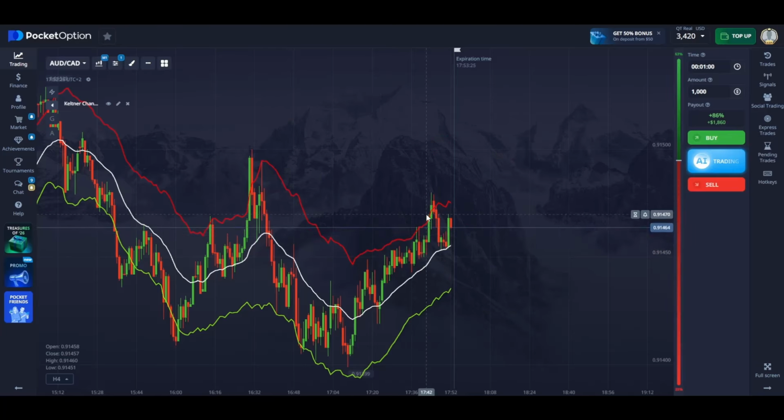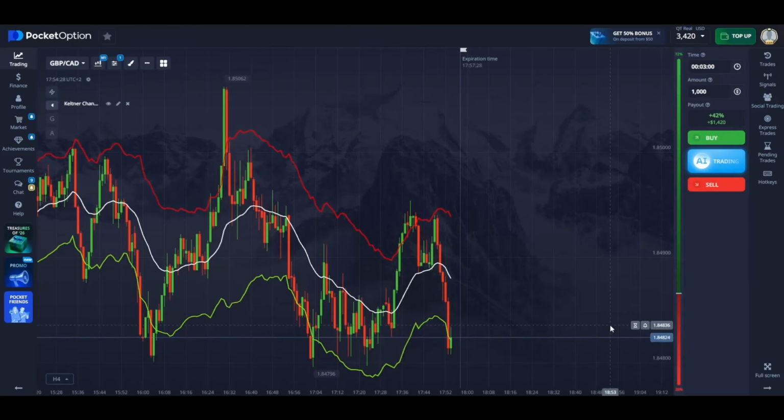I hope you now understand how to trade from the middle line and how to use the Keltner channel strategy. So let's just get started with our trading. And at the same time, I'll keep explaining things to you as we go. And I'll also explain why I entered certain trades in each case.